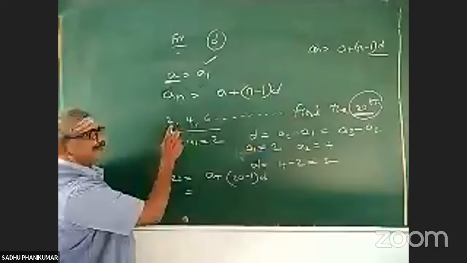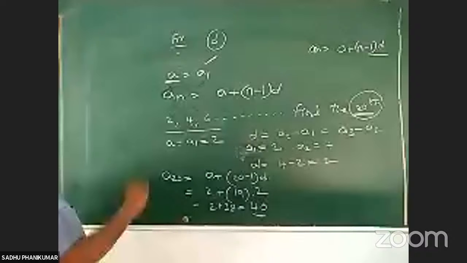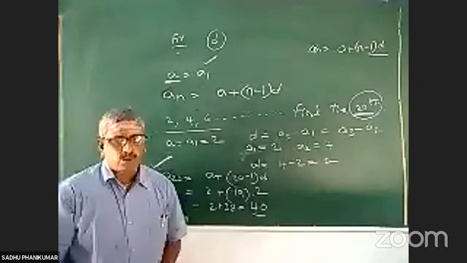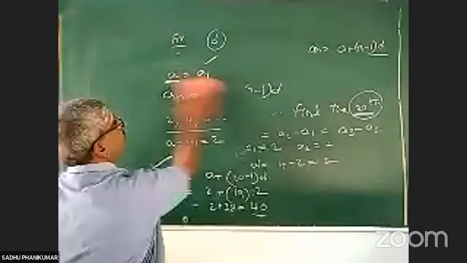What is a here? a is equal to 2. So that is 2 plus 19 into 2, which is 2 plus 38, that is equal to 40. So 40 is the 20th term of this AP. Like that, we are able to find the required term in the given AP.